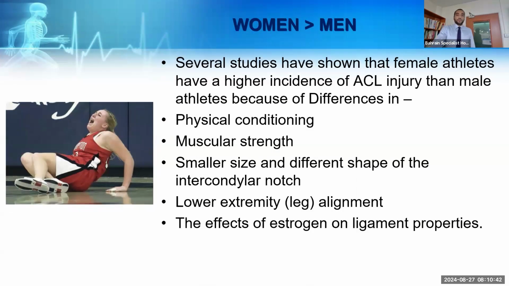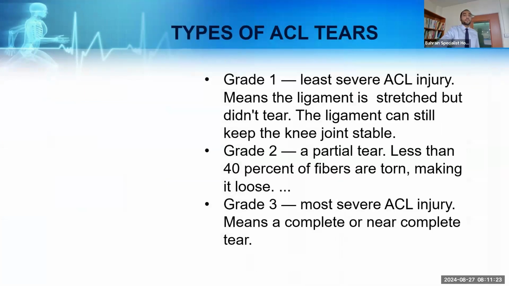Women are more prone to develop ACL injuries as compared to men if they are exposed to a similar kind of force and similar kind of sports. The injuries are more common in women because of physical conditioning, muscular strength, which is obviously less as compared to men, smaller size and different shape of the intercondylar notch, and the alignment of the knee. Especially in women, there is more valgus alignment, and also the effect of estrogen on the ligament properties.